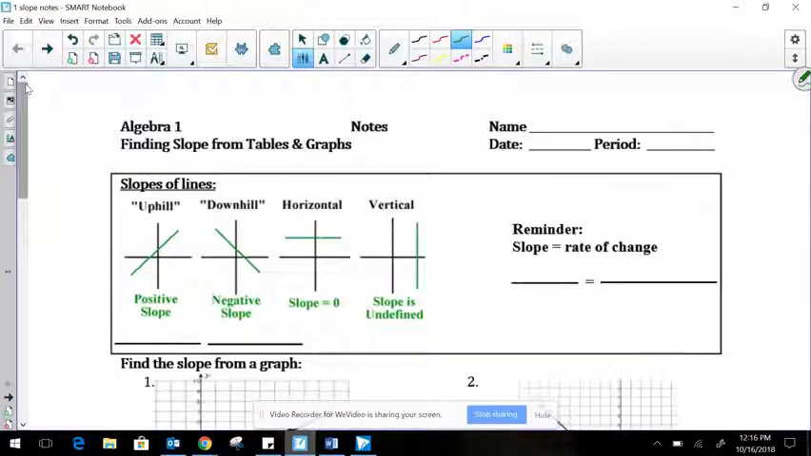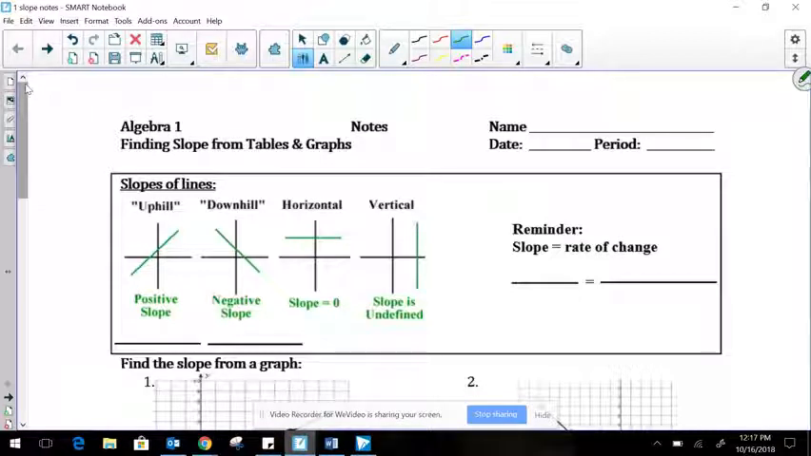Today we are starting our new chapter on slope. So today we're focusing on slope from a graph and then a table, which is on the back side. So the top part of the notes here, we have 4 different types of lines that you'll see.